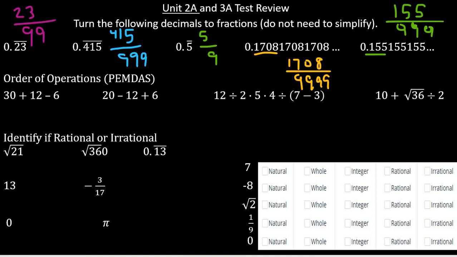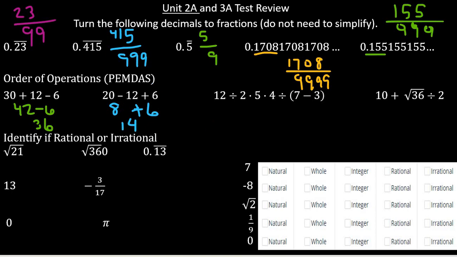So we're going to use order of operations, PEMDAS. The 30 plus 12, that's 42, and of course you can use a calculator in this class, and then 42 minus 6 is 36. Next, 20 minus 12, addition and subtraction, it doesn't really matter, thankfully, if you go left to right, which one's first. So 20 minus 12 is 8, and then 8 plus 6 is going to be 14.